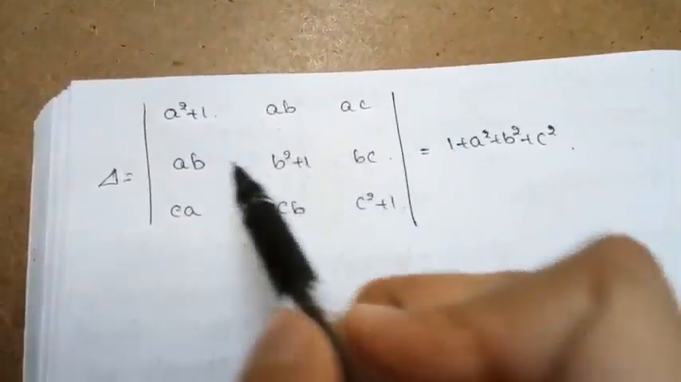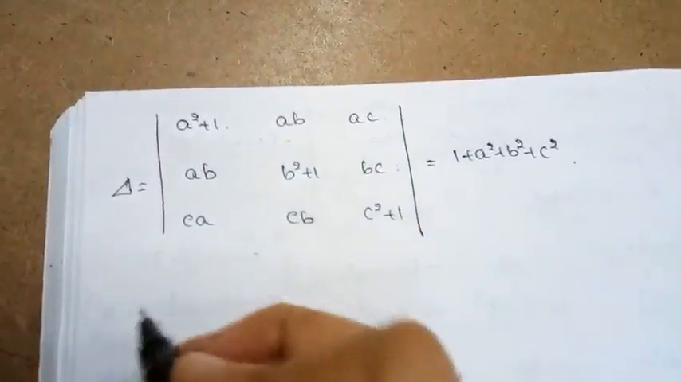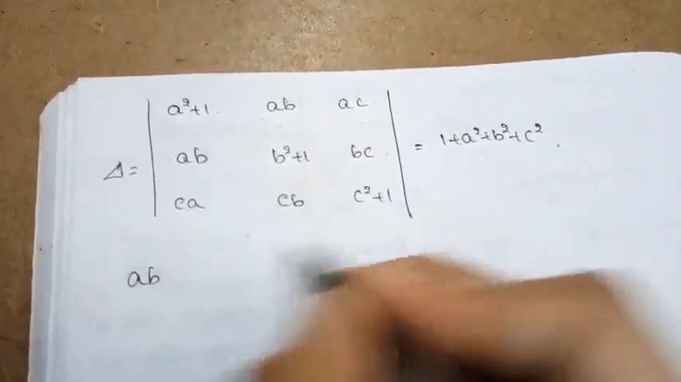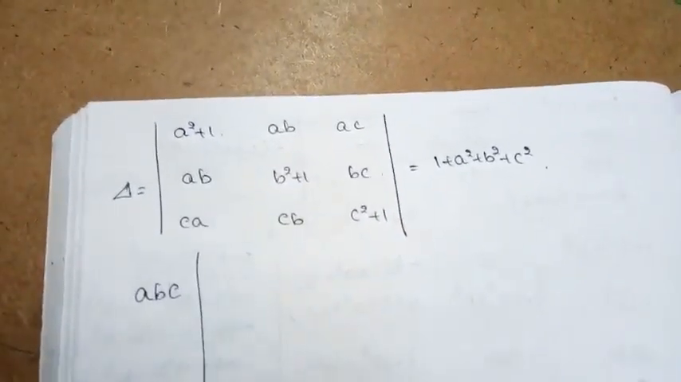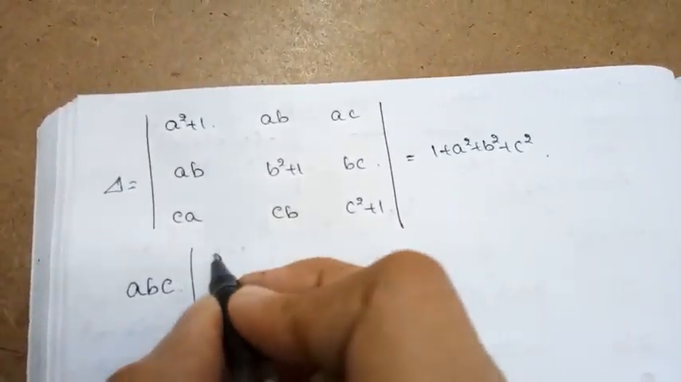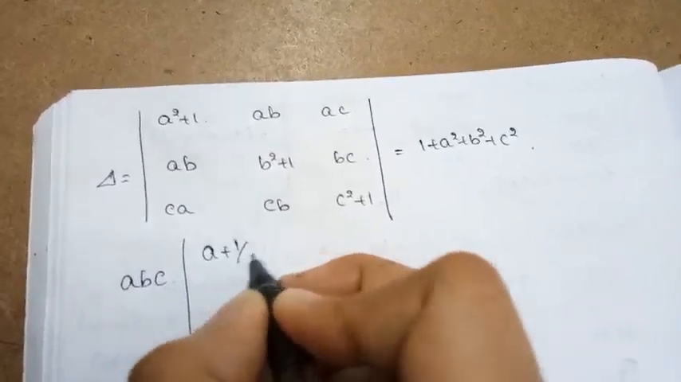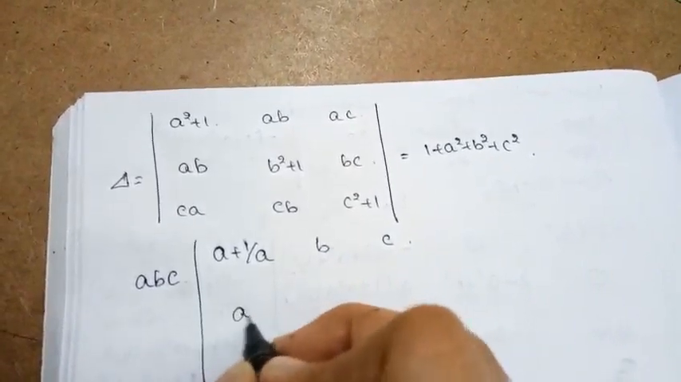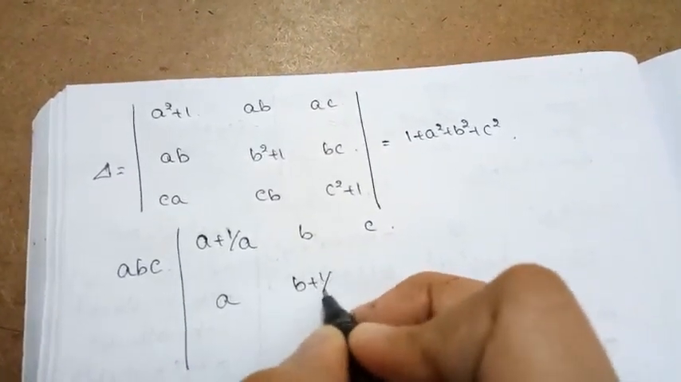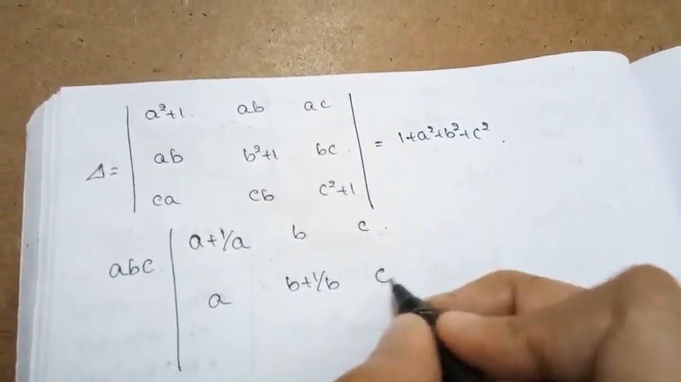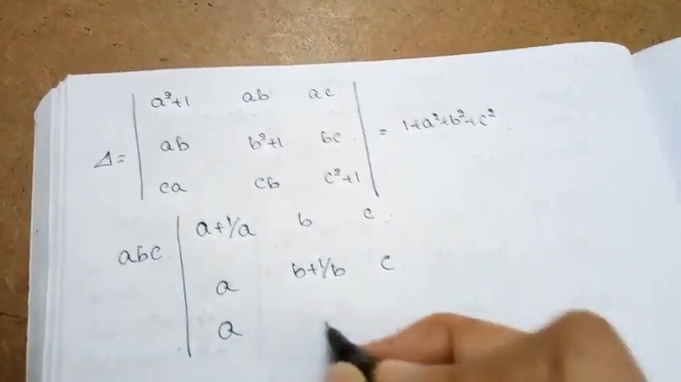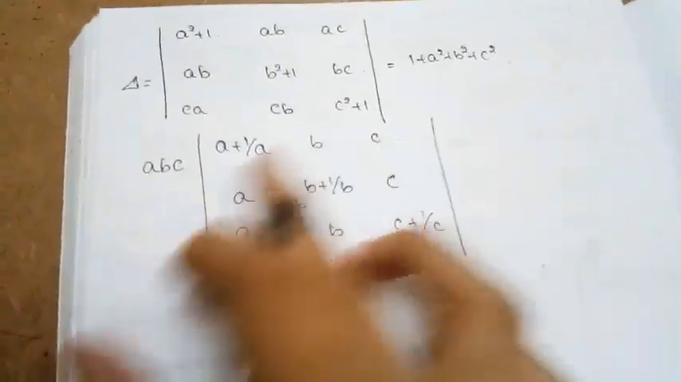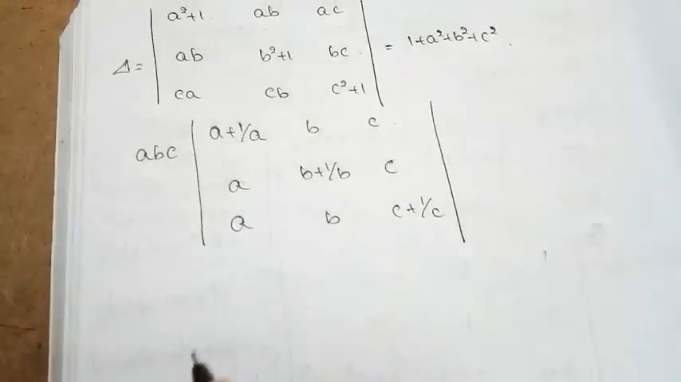So what I am doing here is, from the first row I am taking a common, from the second row I am taking b common, from the third row I am taking c common. After taking that common, what remains? In the first row, a plus 1 by a, b, c; in the second row, a, b plus 1 by b, c; and in the third row, a, b, c plus 1 by c. So this is the determinant which we have obtained.